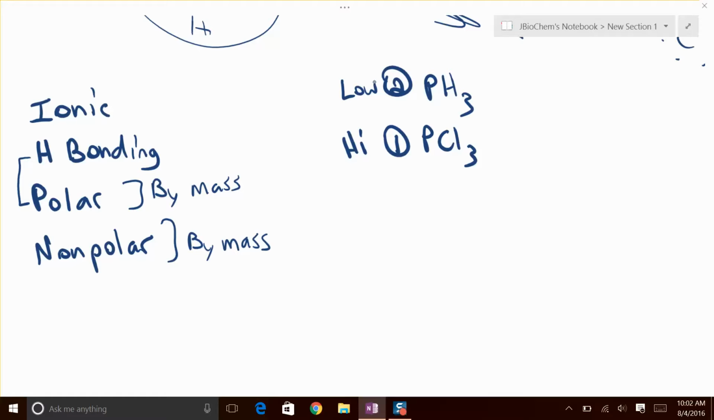Can you talk a little bit about the relationship between the vapor pressure and the boiling and melting points? So if you have a high boiling point, that means you have a lower vapor pressure. If you have a low boiling point, you have a higher vapor pressure. So they're exactly the opposite. So if you're doing it by vapor pressure, you just do it exactly the opposite.